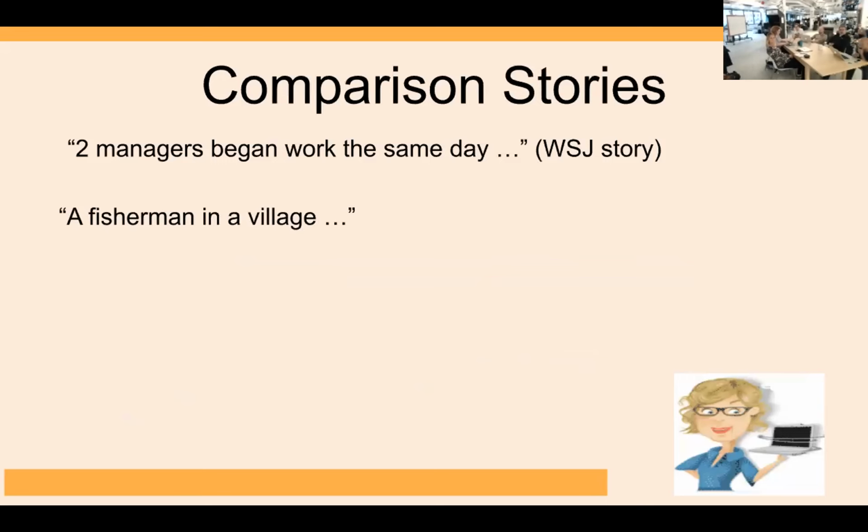Another type is comparison stories. If you want me to tell these in the Q&A, they're in my book, and I have them free in places on my blog. Like the Wall Street Journal story, where 2 managers began working the same day, and one did great, one ended up in the mailroom. That's a concept story. A fisherman in a village story, that's a good one. And the 2 guys walk into a bar.